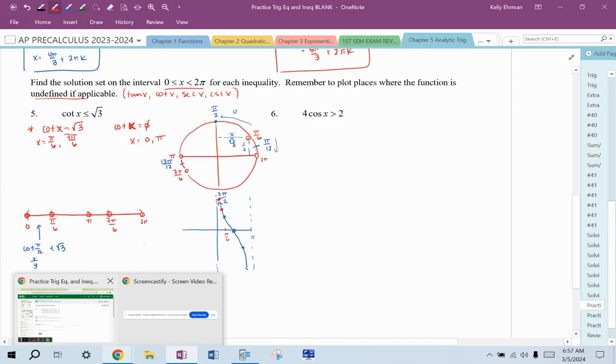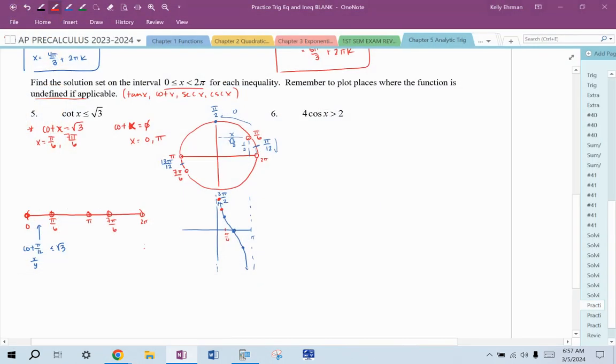So is the cotangent of pi over 12 higher or lower than the cotangent of pi over 6? I think that it's higher, right? It's going to be closer to this vertical asymptote. So this is some higher number. I don't know what it is exactly. Is a higher number than radical 3 less than or equal to radical 3? No.